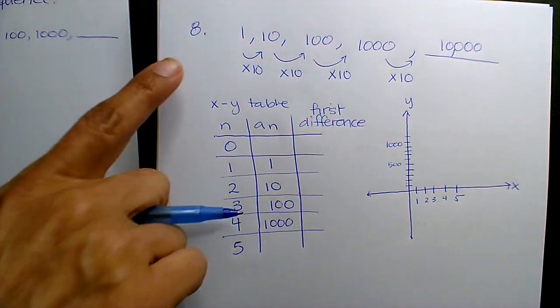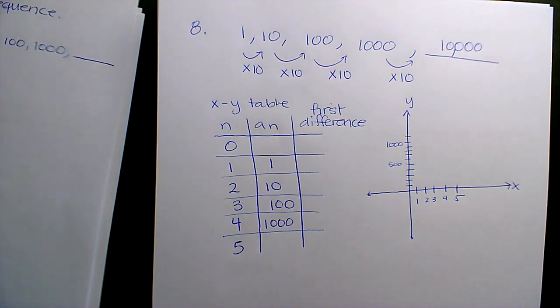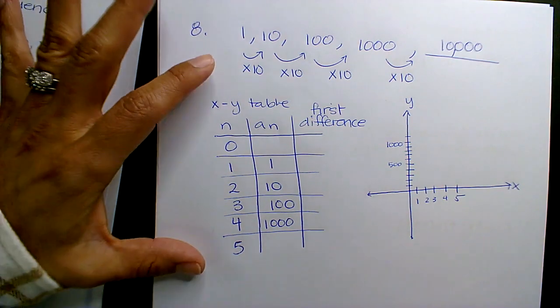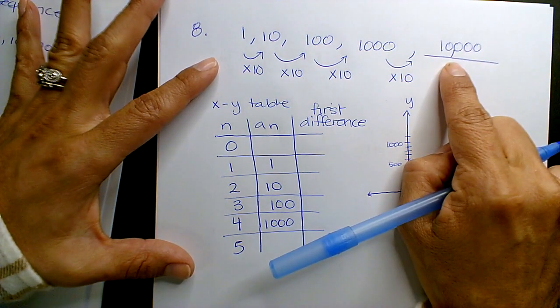Right, so this is number 8 from the assignment that you guys did on Monday. And it's on Canvas. I think it's 1.9. Or 110. It might be 110. You guys found the 5th term, right?